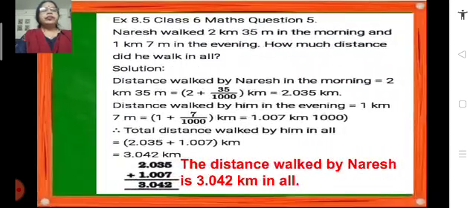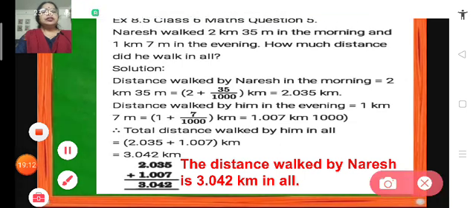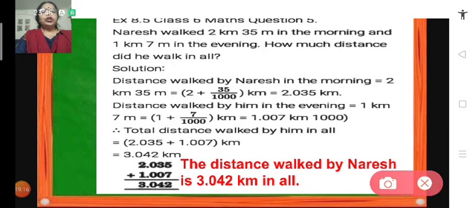Next problem. Naresh walked 2 kilometers 35 meters in the morning and 1 kilometer 7 meters in the evening. How much distance did he walk in all? Here we have kilometers and meters. We have learnt how to convert meters into kilometers. So how do we write the statements here? The distance walked by Naresh in the morning is 2 kilometers 35 meters.